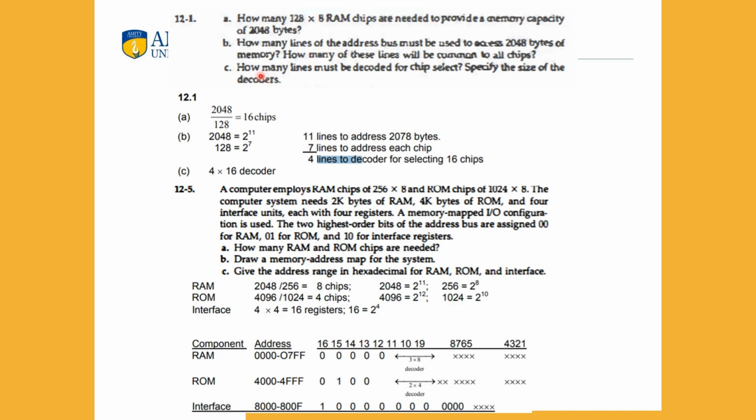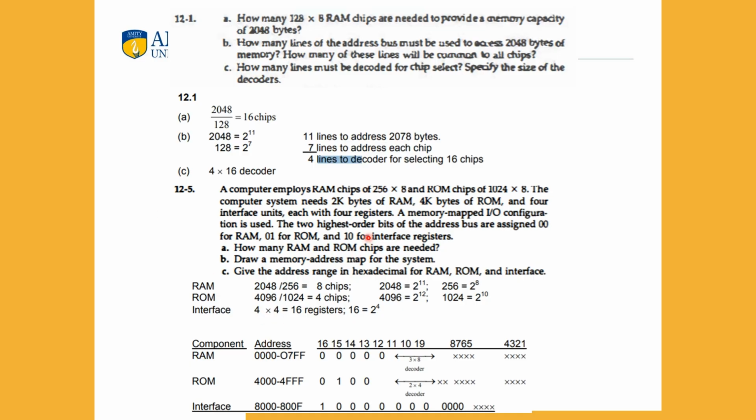Part C is about how many lines must be decoded for chip select and select the size of the decoders. So we found out how many lines for the chip select. We'll subtract the 7 lines that we found for the RAM chip from the memory lines, and then the difference is for the decoder. And since we have 4 lines to the decoder, for 16 chips it is a 4:16 decoder.